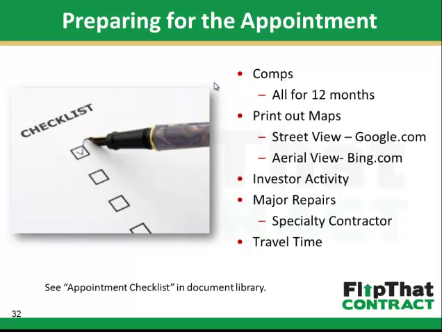Major repairs: you talk to the people on the phone. Make sure that there's nothing major that you're going to need to bring a contractor with you to. For instance, sometimes people will tell you the foundation's really jacked up, and you may want to take a foundation guy, or have a roofer meet you there if you aren't good at doing roofs. And then really look at the travel time of where you're coming from and where you're going, so you can make sure you arrive in the neighborhood 30 minutes in advance in accordance with the appointment checklist.